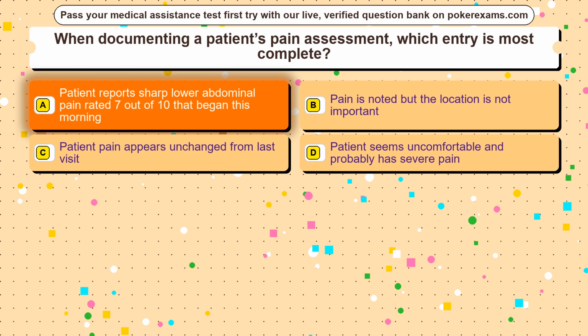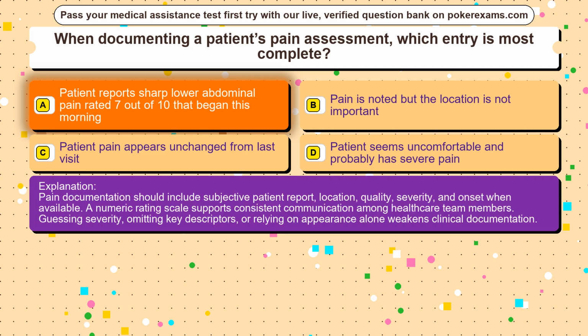The correct answer is option A, patient reports sharp lower abdominal pain rated 7 out of 10 that began this morning. Pain documentation should include subjective patient report, location, quality, severity, and onset when available. A numeric rating scale supports consistent communication among healthcare team members. Guessing severity, omitting key descriptors, or relying on appearance alone weakens clinical documentation.